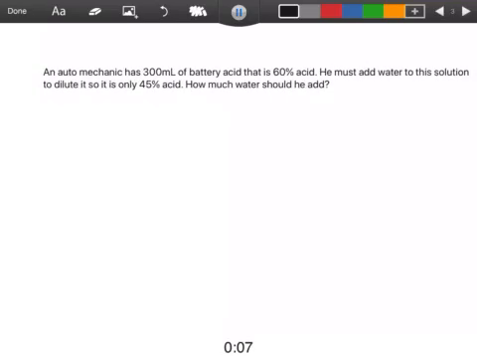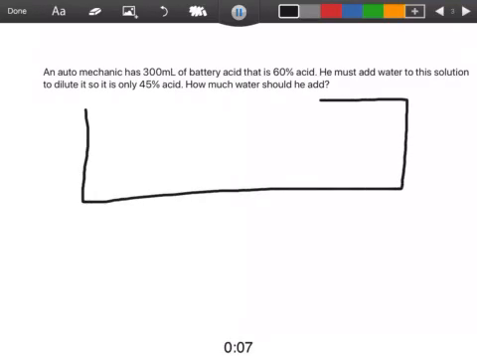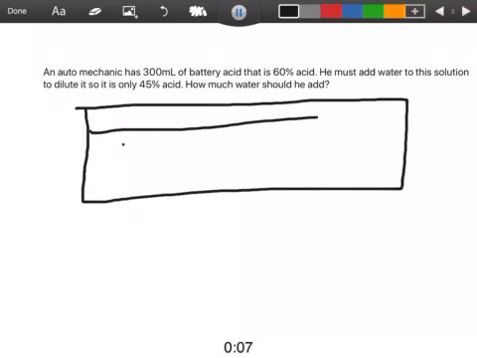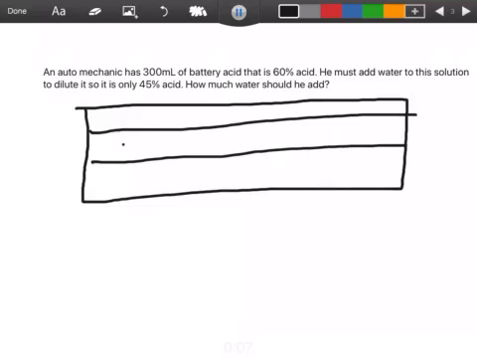So next question. An auto mechanic has 300 milliliters of battery acid that is 60% acid. He must add water to the solution to dilute it so it's only 45% acid. How much water should he add? So we can make a chart again. 3 columns: original, water, and new solution.